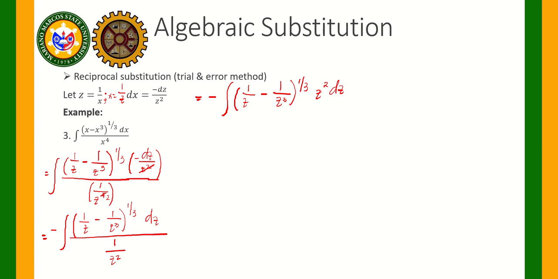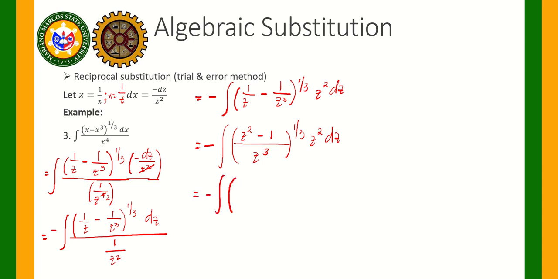Over 1 naman yan. So, this is, pagsamahin natin to. Simplify natin. This is equal to, LCD nila is z cube. So, z cube divided by z, that is z squared. And then z cube divided by z cube, that is equal to 1. So, negative 1 raised to 1 over 3 z squared dz.